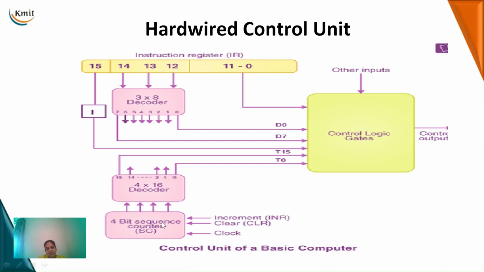The sequence counter takes increment, clear, and clock pulses as input, and its output is given as input to a 4 by 16 decoder. This sequence counter can count in binary from T0 to T15. Since this is a 4 by 16 decoder, it takes a 4-bit sequence counter and gives an output of timing signals from T0 to T15. So this is the hardware organization of the implementation of a hardwired control unit.